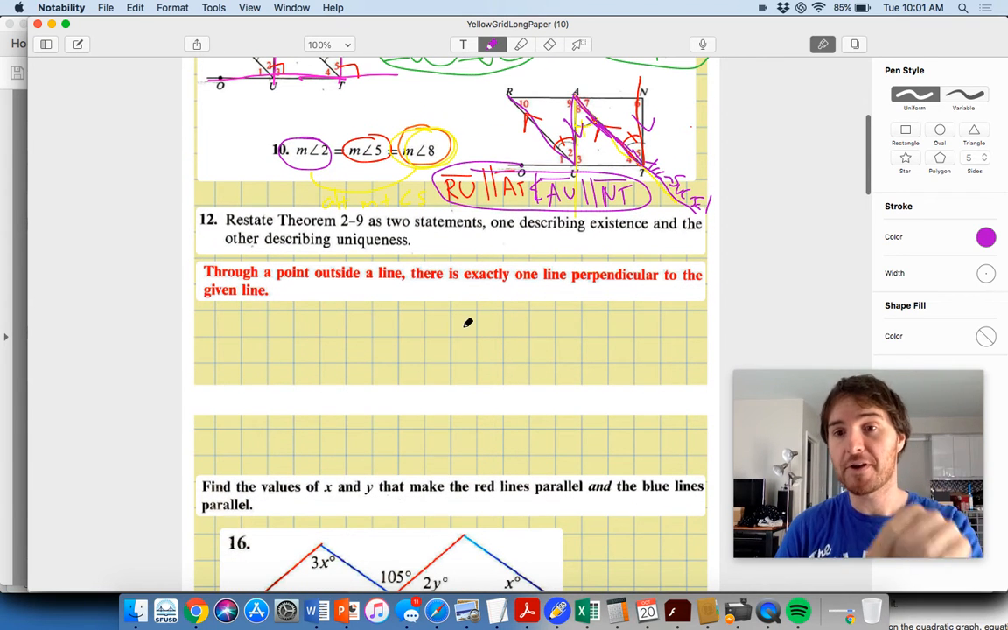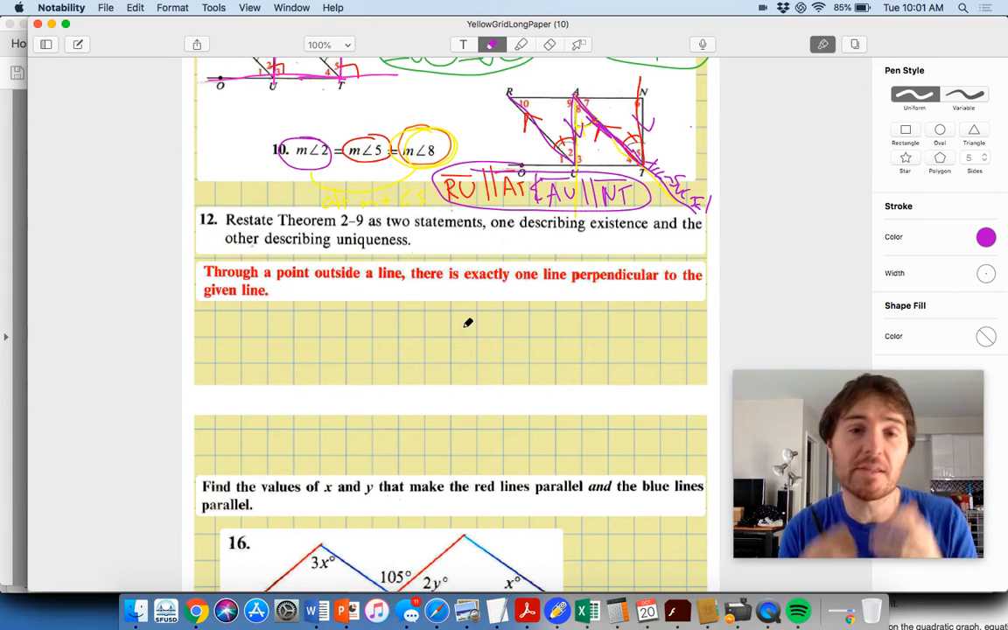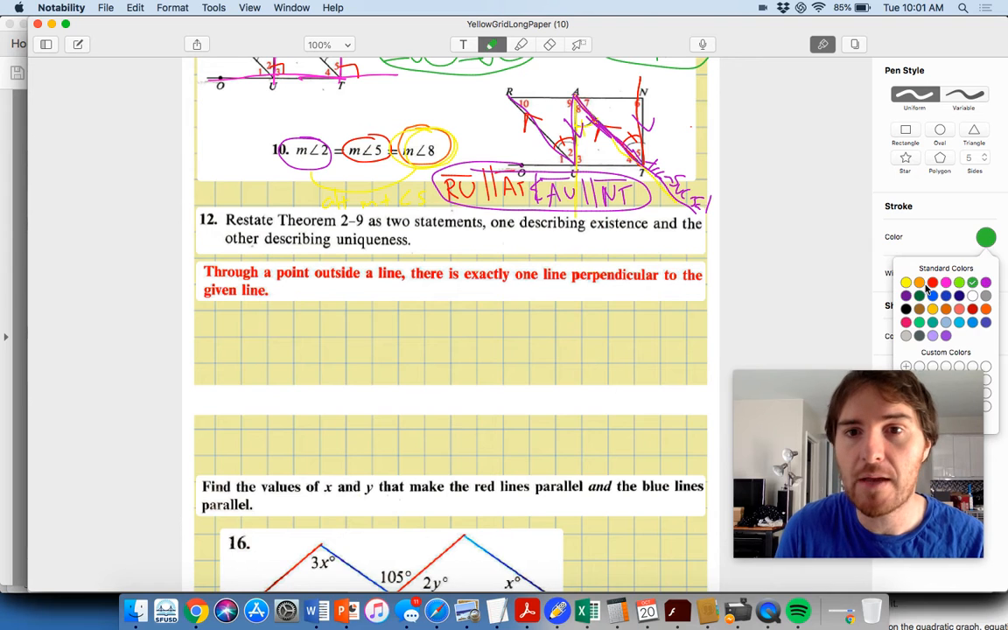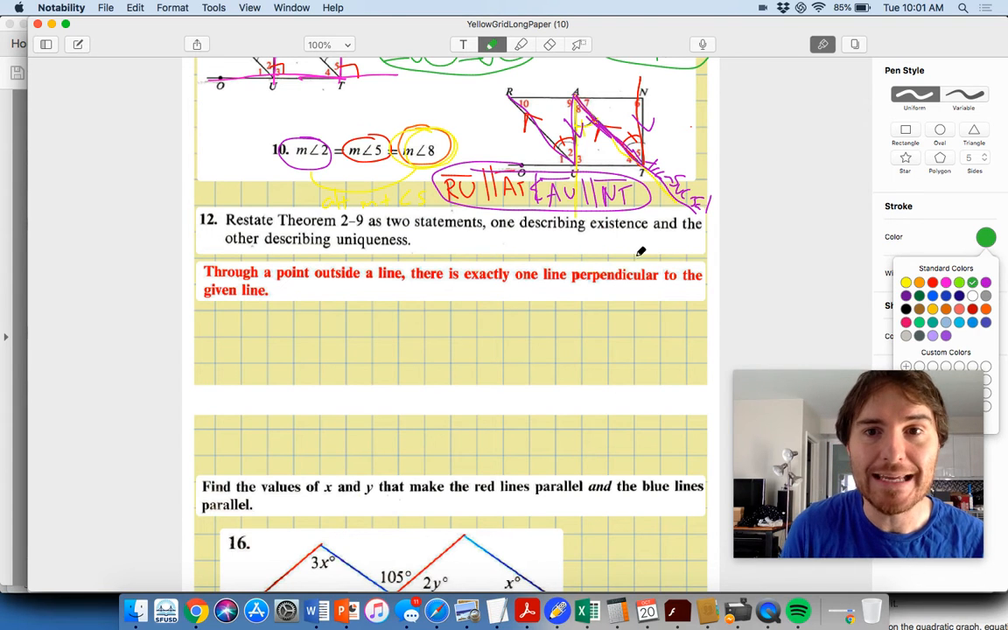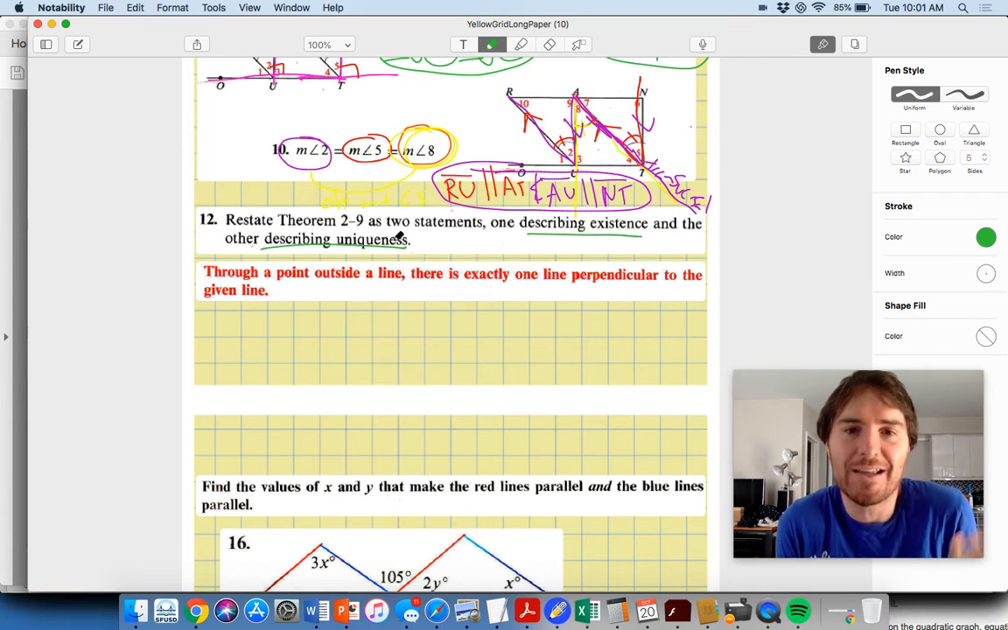All right, number 12 here. So I'm getting questions about this. I did this in the exit ticket. I gave you guys feedback on number 1 of the exit ticket. This was pretty similar. Normally, I spend more time talking about existence and uniqueness. So it says here, describing existence and describing uniqueness. So this might feel kind of confusing. Why are we doing this?